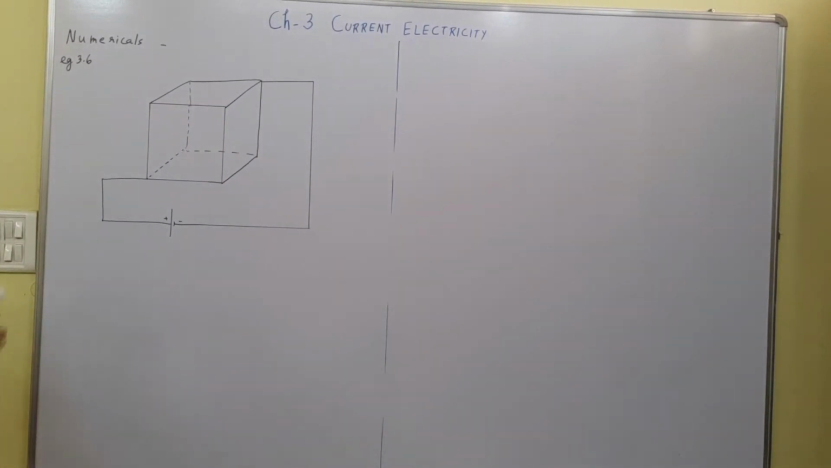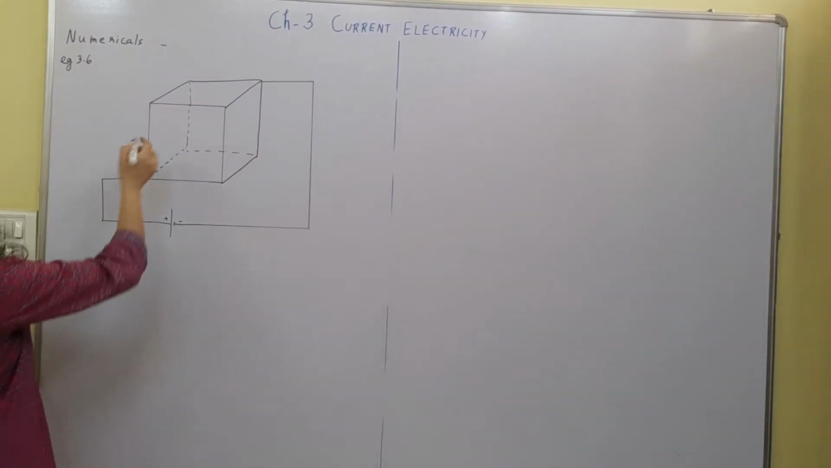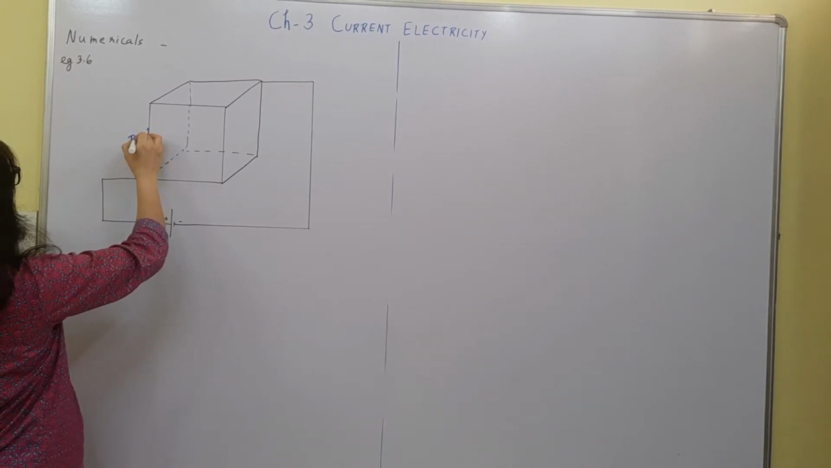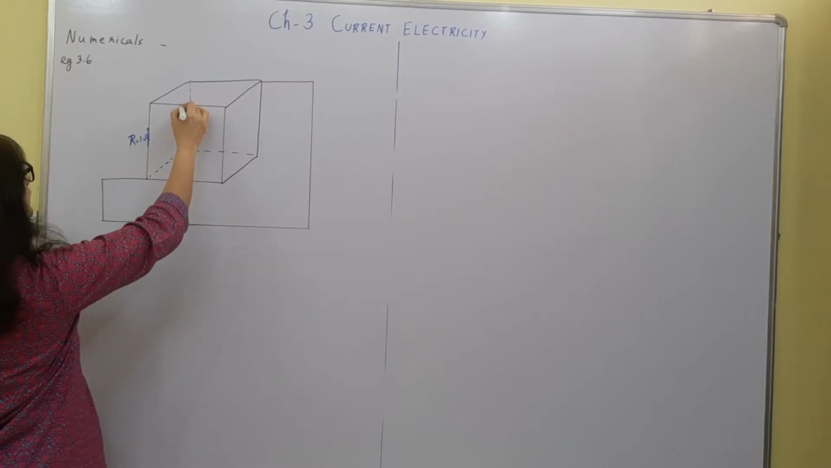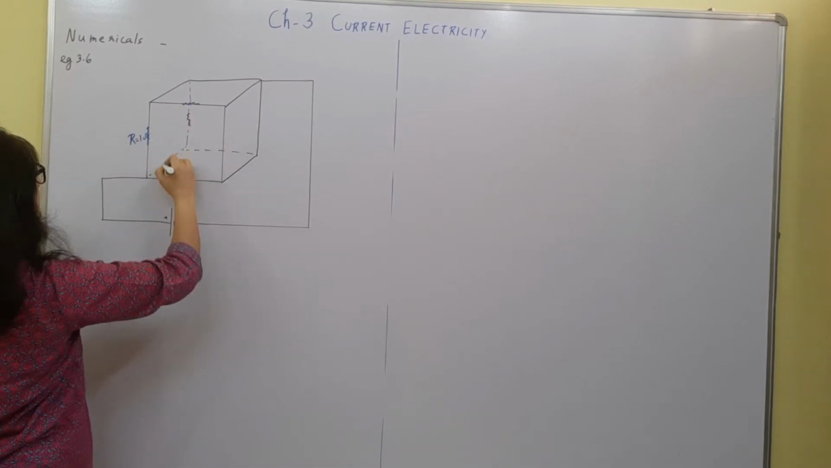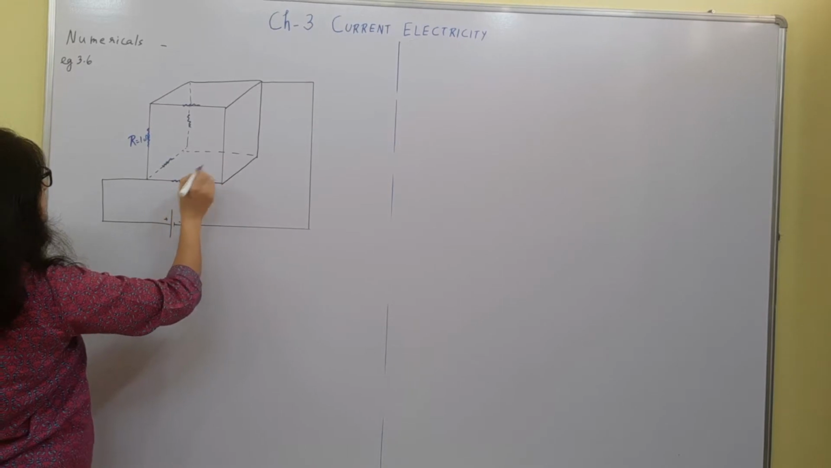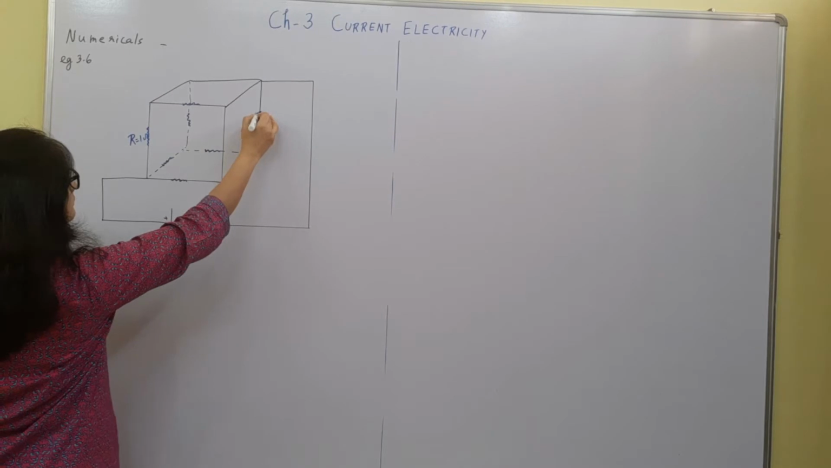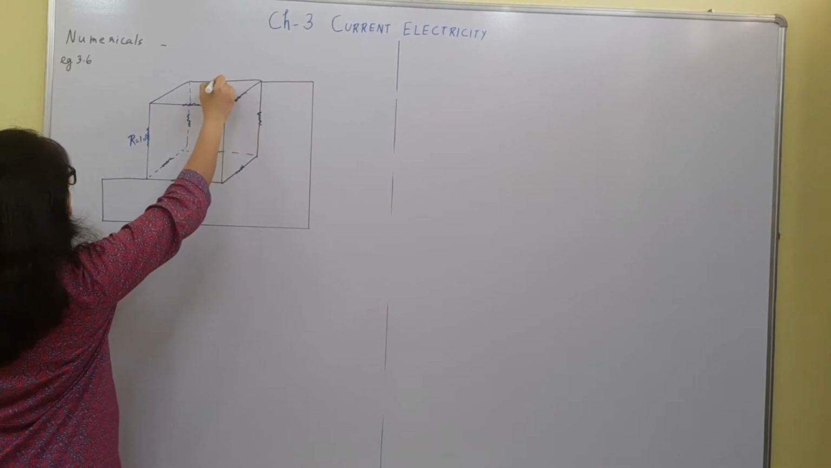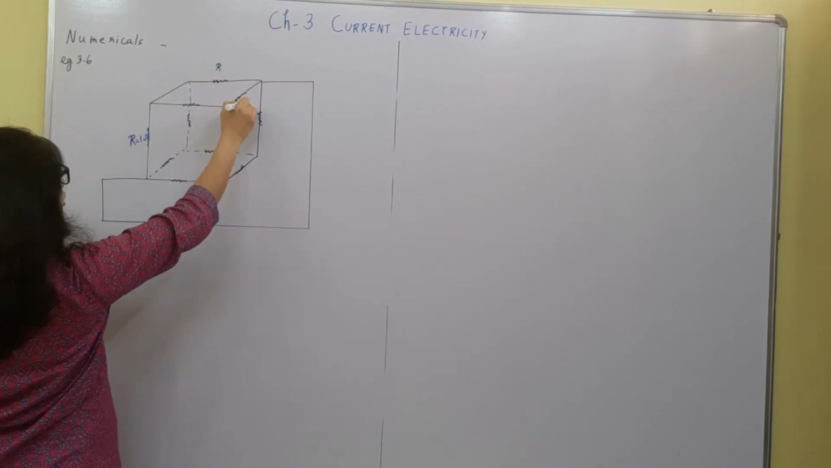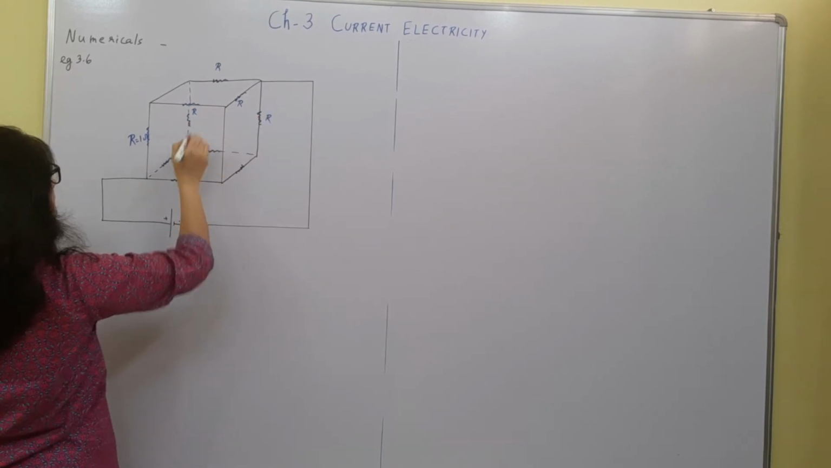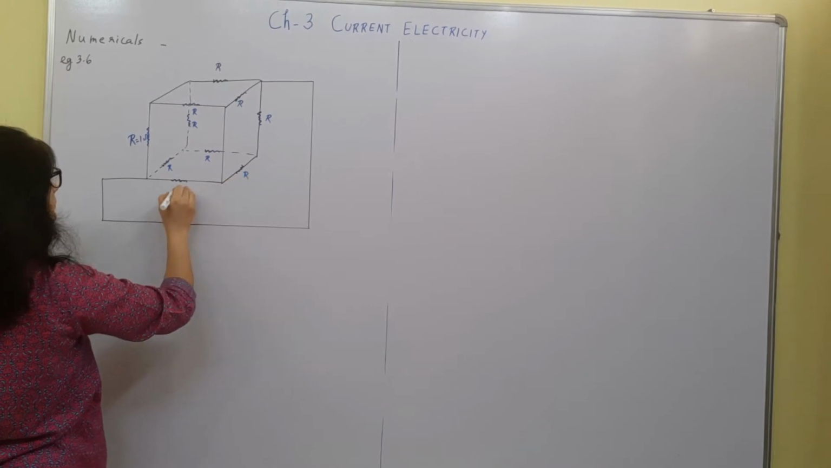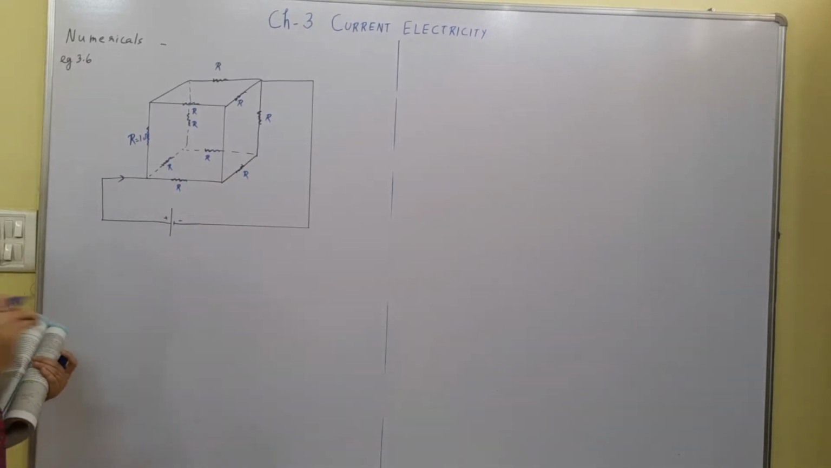You are given a cubical network where each edge has a resistance R, which is 1 ohm. So all the resistances in all the edges are the same. All are R. Suppose 3I current enters from here.